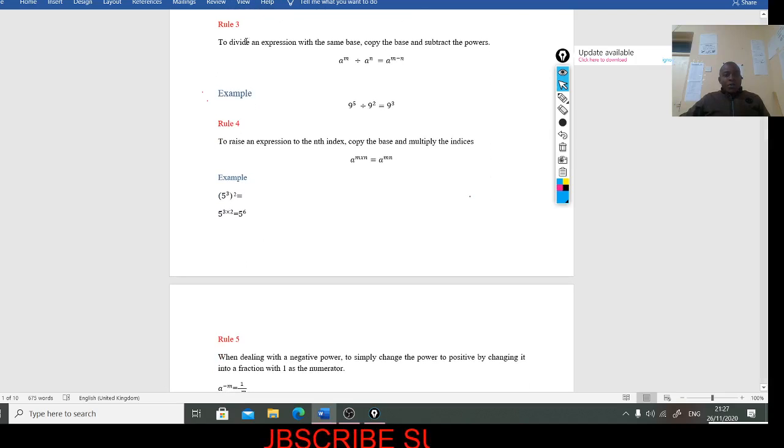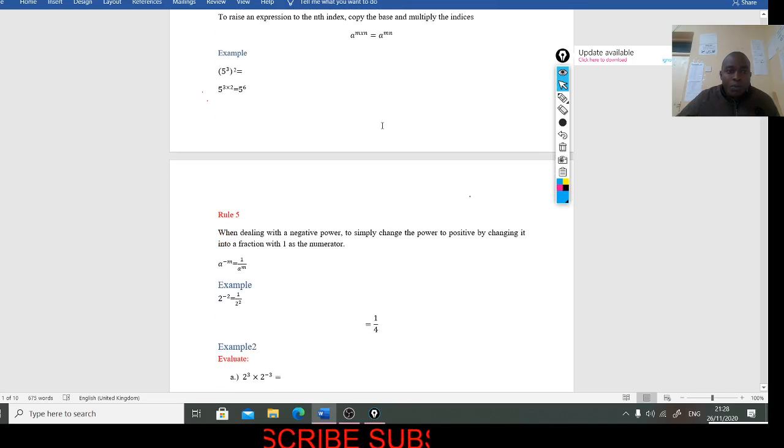Rule number 3 is the division rule. That is, to divide an expression with the same base, you copy the base and subtract the powers. Like a power of m divided by a power of n is equal to a power of m minus n. You copy the base a, then you subtract the powers, m minus n. For instance, 9 power of 5 divided by 9 squared would be equal to 9 to the power of 5 minus 2, which gives you 9 cubed.